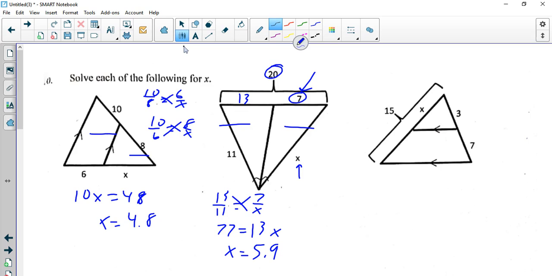Okay, now we have the challenging one. We know the whole thing is 15. This piece is x. Now remember, here's how you figure this out. Let's say this was 4. That would make this 11. How'd you get 11? 15 minus 4. So we're just going to do 15 minus x.